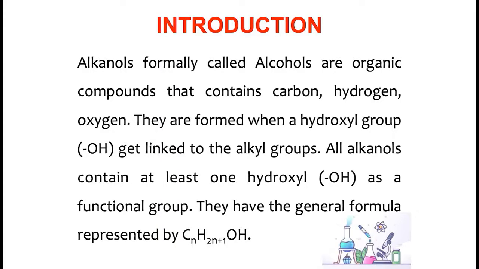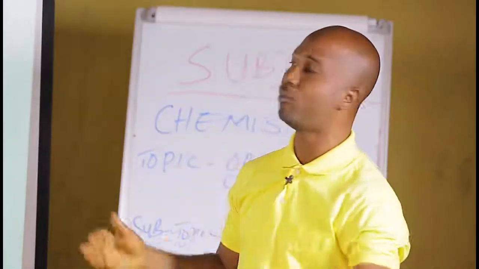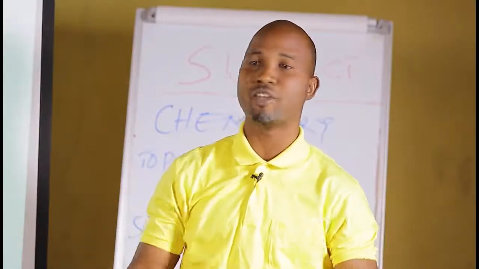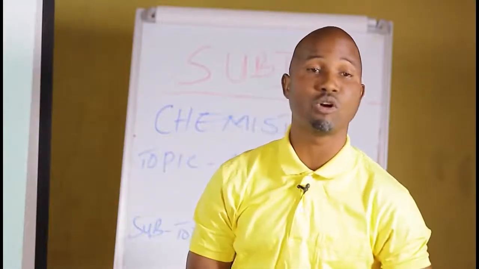They have a general molecular formula represented by CnH2n+1OH, where the n is a whole number, such that the first member has n equal to 1, the second member has n equal to 2, and if you substitute in that molecular formula, you will come across the various members of this homologous series.